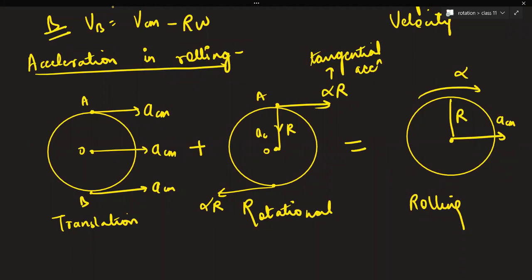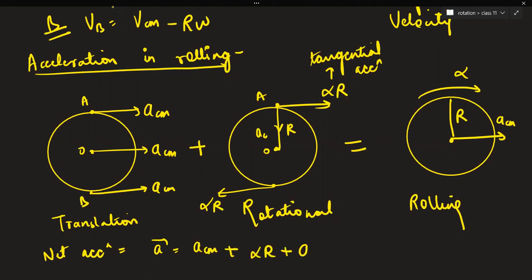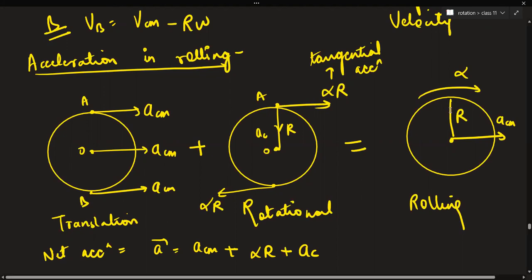Here, this is the tangential acceleration as well as the centripetal acceleration. So if you write the net acceleration, that will be the acceleration of the center of mass plus alpha R plus the centripetal acceleration as well. Understood? This is how you write velocities and acceleration. Break it into 2 parts, the rest of the thing you know how to do.